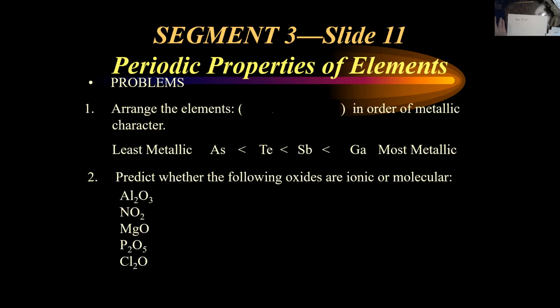Now, predict the form of the oxides, whether they're ionic or molecular. If you've got a metal with a non-metal, it's ionic. If you've got non-metal with non-metal, it's molecular. So this is ionic, this is molecular. I'm sorry, ionic, molecular, ionic, molecular, molecular. So you can look at those.